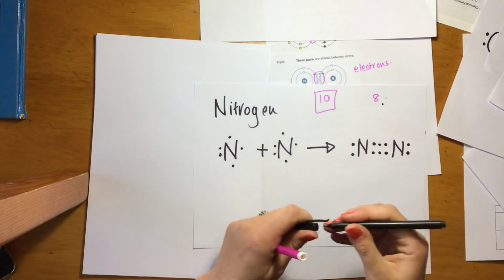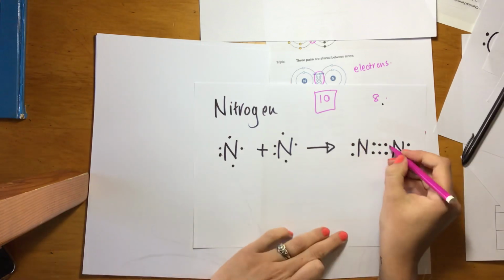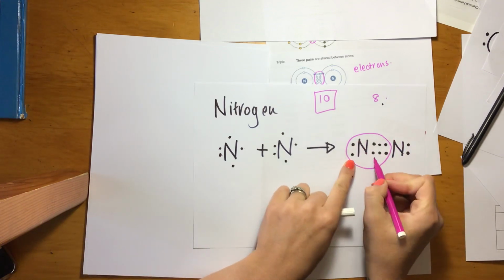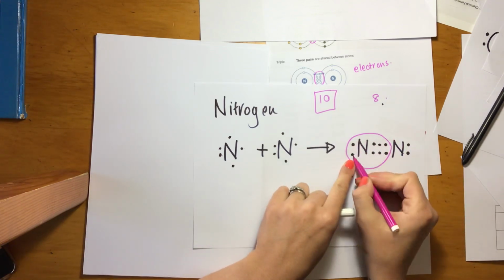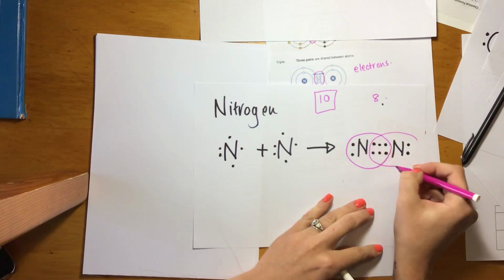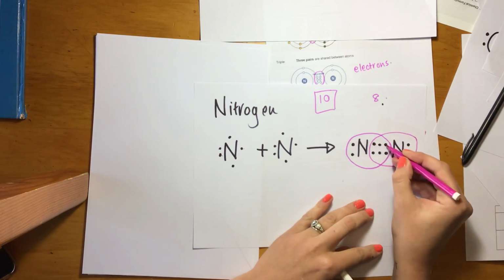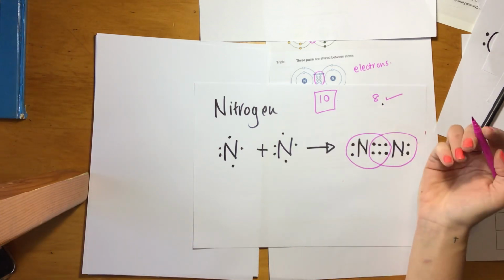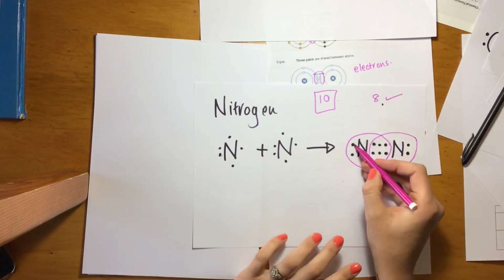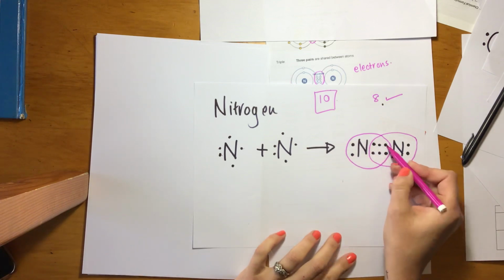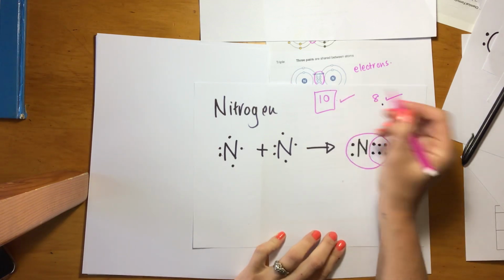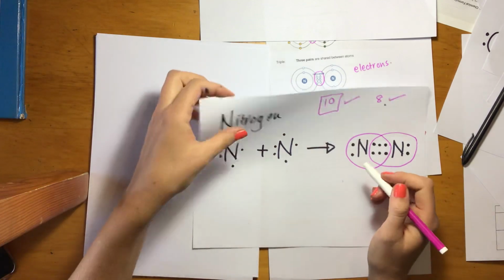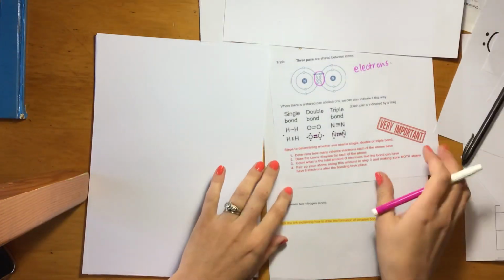Remember, they're sharing these electrons. So this nitrogen atom now has 8 electrons: 1, 2, 3, 4, 5, 6, 7, 8. And this one has 8 electrons too: 1, 2, 3, 4, 5, 6, 7, 8. Let's check that there's no more than 10 electrons: 1, 2, 3, 4, 5, 6, 7, 8, 9, 10. Sorted. So those are your examples of your single bond, your triple bond, and your double bond.